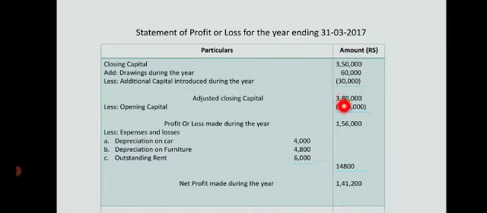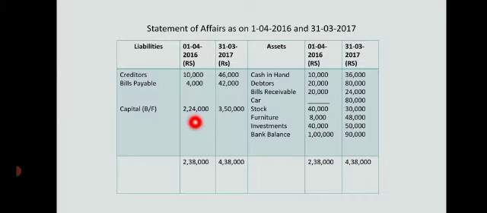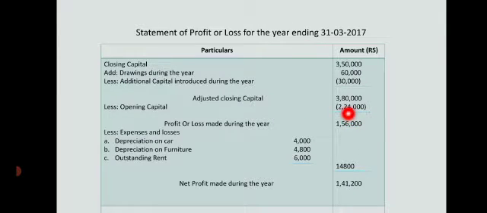So whatever answer here you get, we call it as adjusted closing capital, and the amount is 3,80,000. 3,50,000 plus 60,000 minus 30,000, whatever I have written in bracket, we are supposed to deduct it. So adjusted closing capital is 3,80,000. From this you are supposed to deduct opening capital. We have already calculated opening capital 2,24,000 with the help of statement of affairs. So deduct 2,24,000. Whatever answer you get, we call it as profit or loss made during the year.